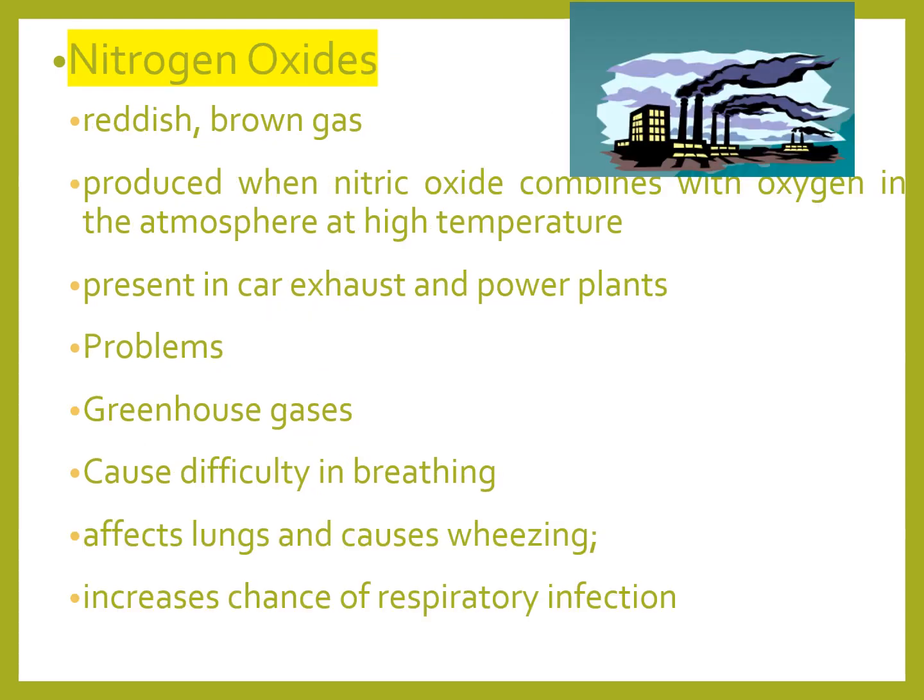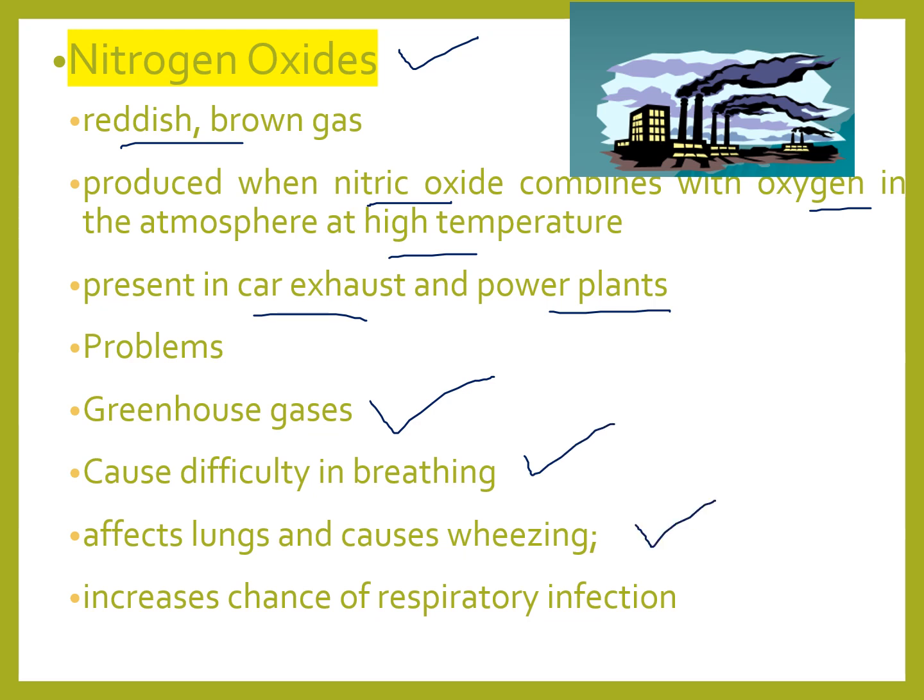Now we'll discuss nitrogen oxides. Basically it is a reddish brown color gas. It is produced when nitric oxide combines with oxygen in the atmosphere at high temperature. It is present in car exhaust, as well as in power plants. The major problem with these oxides of nitrogen is that they are also one of the major greenhouse gases. They cause difficulty in breathing, affect the lungs, cause wheezing, and increase the chances of respiratory infection.